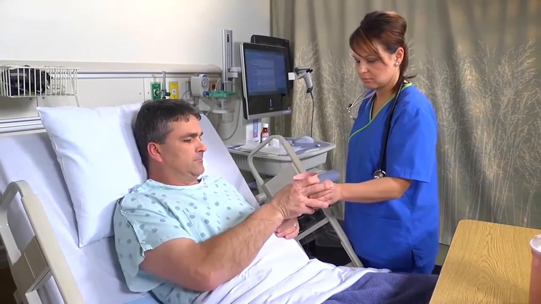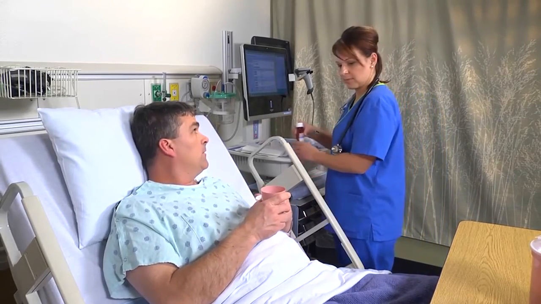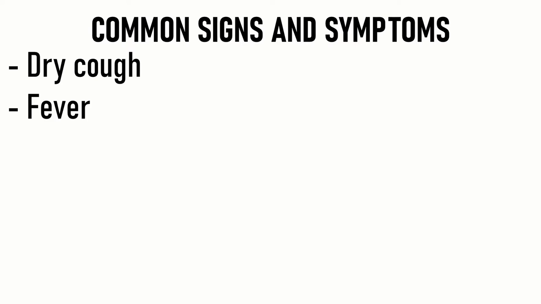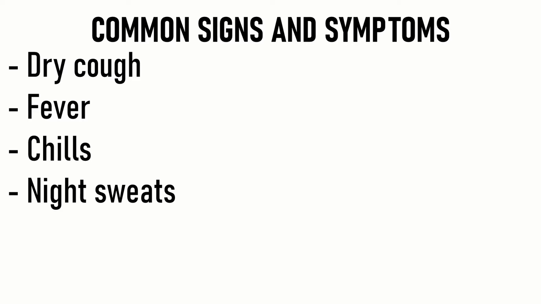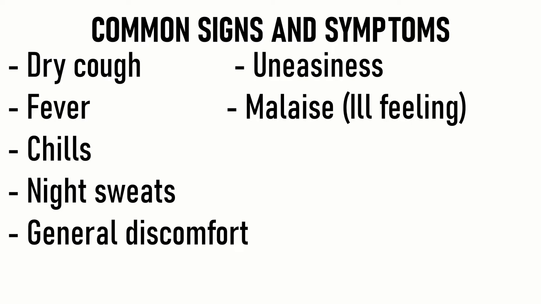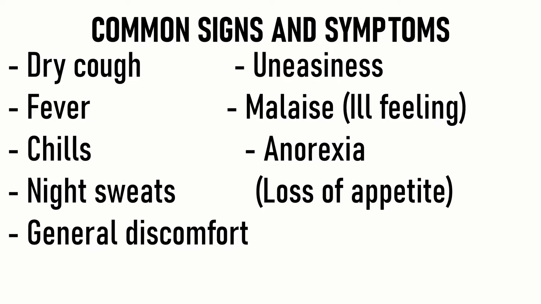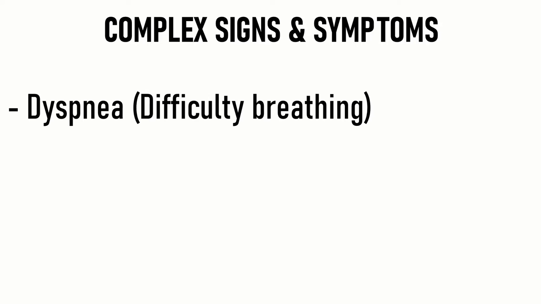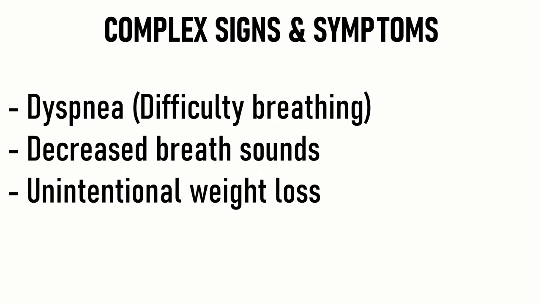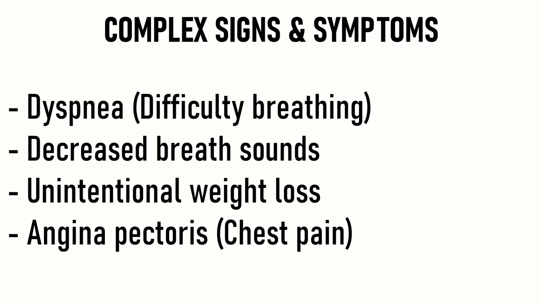The signs and symptoms of empyema is closely similar to pneumonia. Sometimes, the signs and symptoms may be vaguely recognized if the patient is immunocompromised or has received antimicrobial therapy. So here are the most common signs and symptoms of empyema. First is dry cough, fever, chills, night sweats, general discomfort, uneasiness, malaise or feeling ill, and anorexia or loss of appetite. Other signs and symptoms in complex empyema include dyspnea or difficulty breathing, decreased breath sounds, unintentional weight loss, and angina pectoris or chest pain.